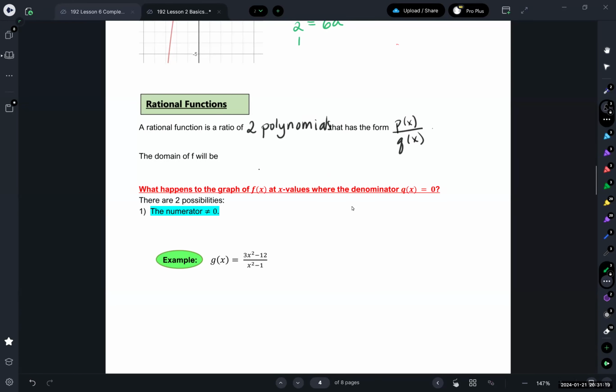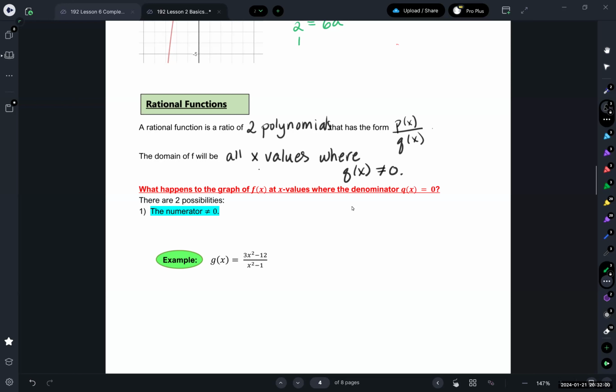And in this situation, you're going to have a domain that will be all possible x values except for when the denominator is 0, because you can't divide by 0. So the domain of f will be all x values where q of x does not equal 0, since we are writing the polynomial at this point as p of x over q of x. So we're actually going to investigate that a little bit further to talk about what happens to the graph of f of x at those values, the places where the denominator is equal to 0.